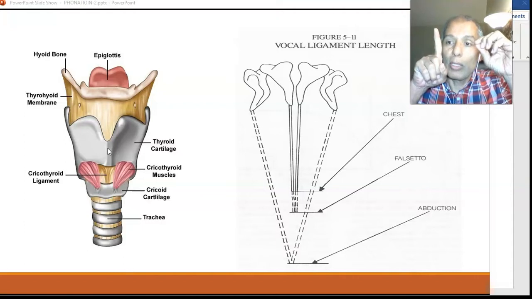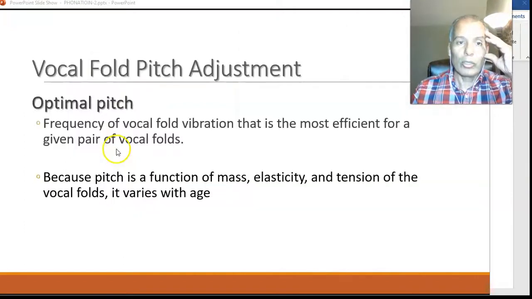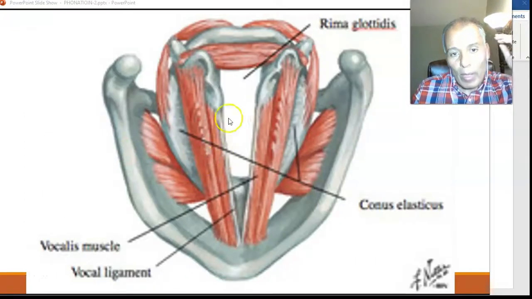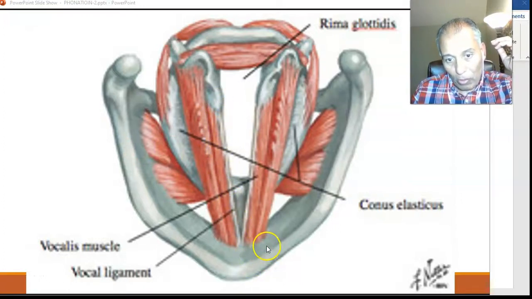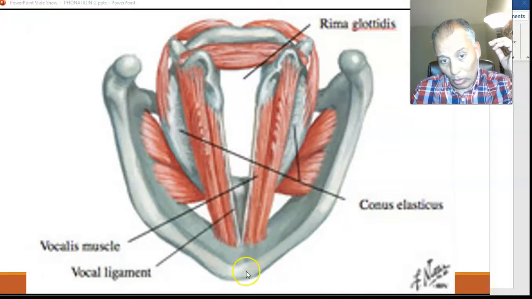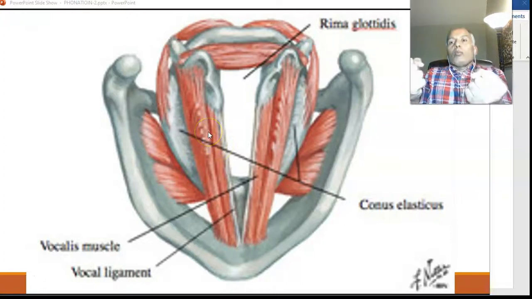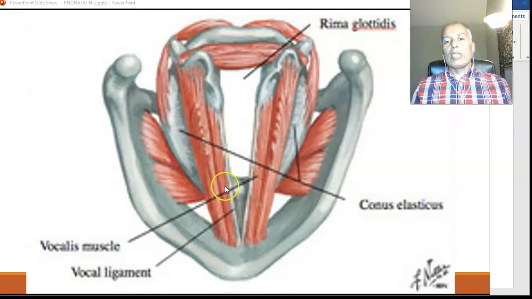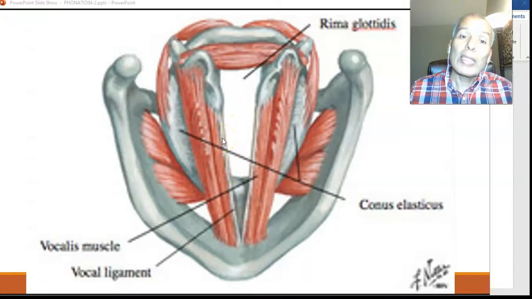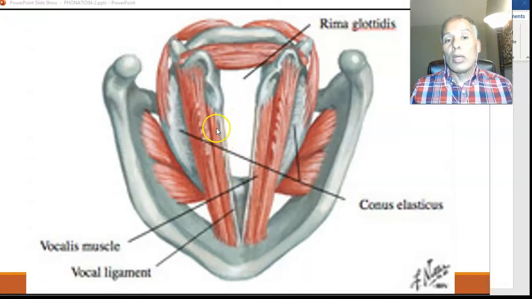But another muscle now is going to come in to contribute. The thyrovocalis itself, as the thyroid is tipped forward and down to elongate, will resist and stiffen itself, and that will add more tension and more stiffness to the part of the vocal fold that vibrates, and that will increase the pitch even more.